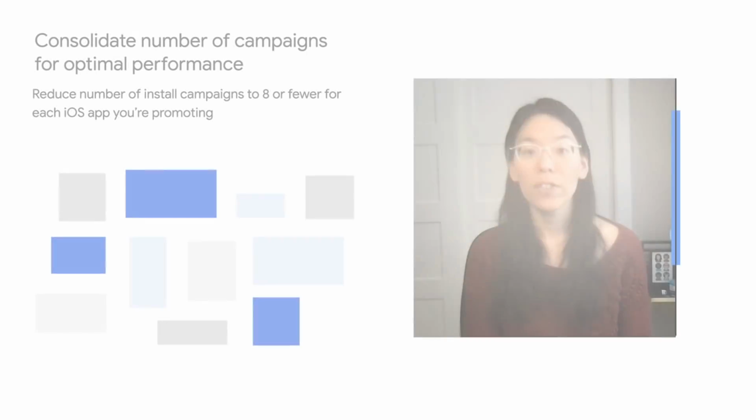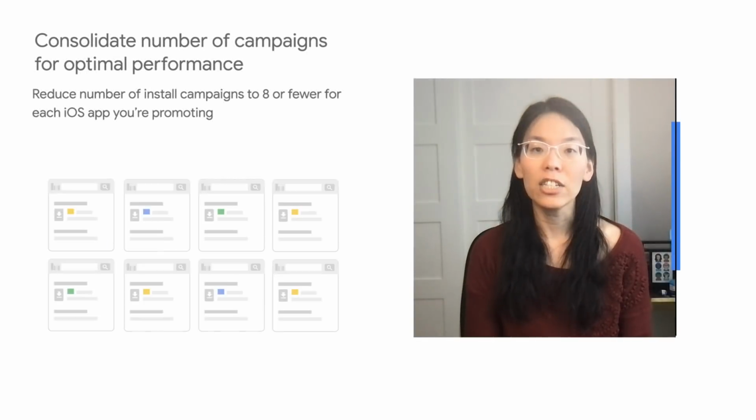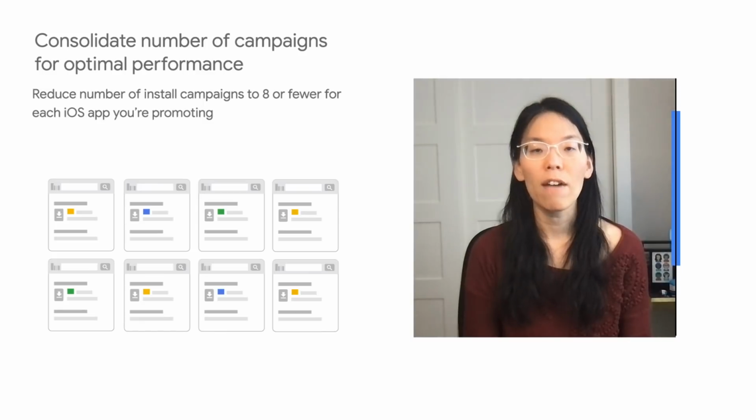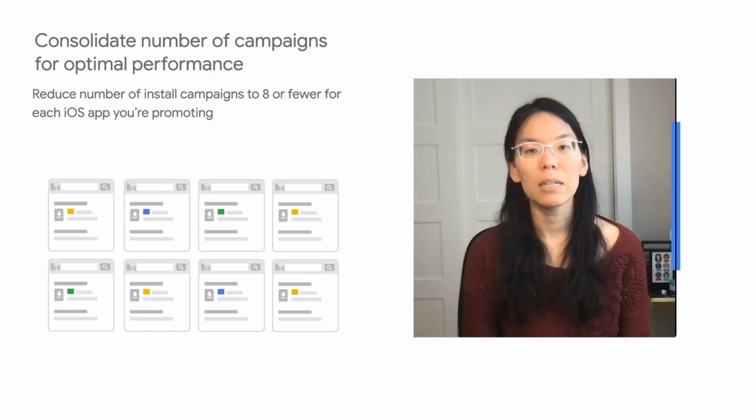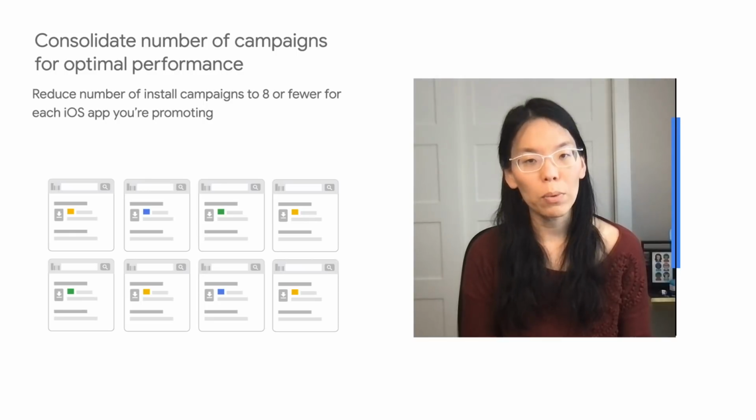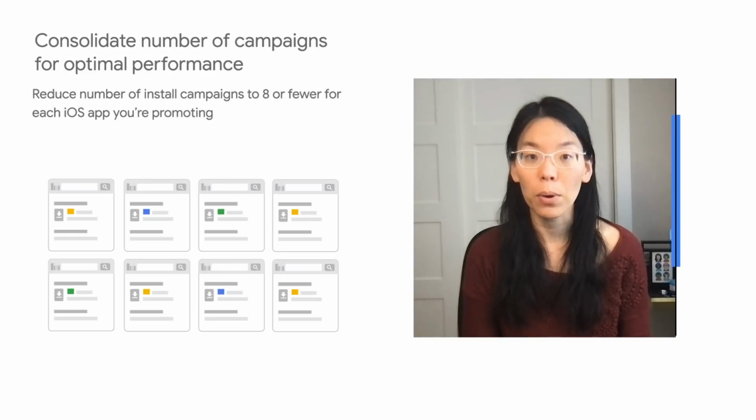Once you're ready with SKAdNetwork, we have tips on campaign management and bidding that can help you with a smoother transition when the ATT policies go into effect. First, you should consolidate to 8 or fewer app install campaigns for each of your iOS apps to maintain optimal performance due to SKAdNetwork's campaign limitation. For each ad campaign that you create, you can control how much you're willing to spend on conversions, which networks and geographical locations you want your ads to show on, and more.